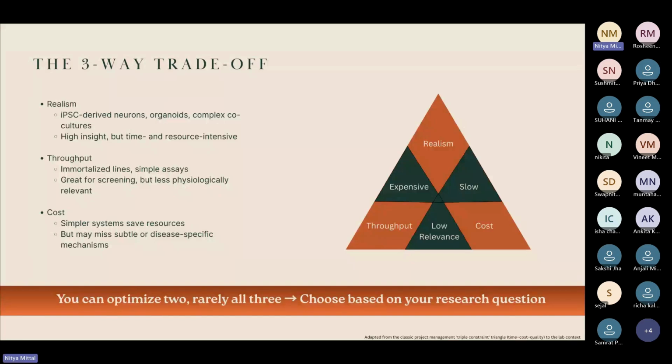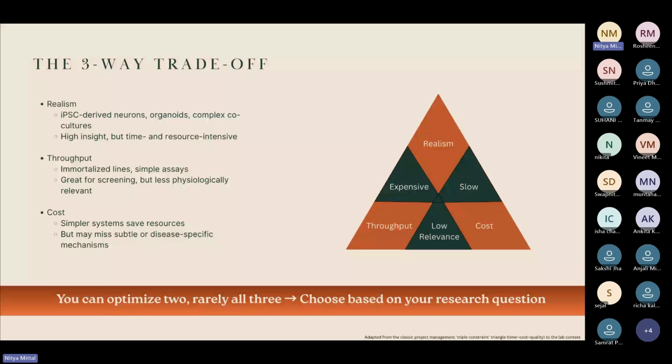So, what are the orange bits? We have studied what the orange bits are. Now, what are the green bits in this triangle? The green bits are when you combine realism plus throughput, you can make a model that is expensive. It will cost you. You can optimize two, but it's very hard to optimize all three parts of this triangle. You have to choose based on your research question.